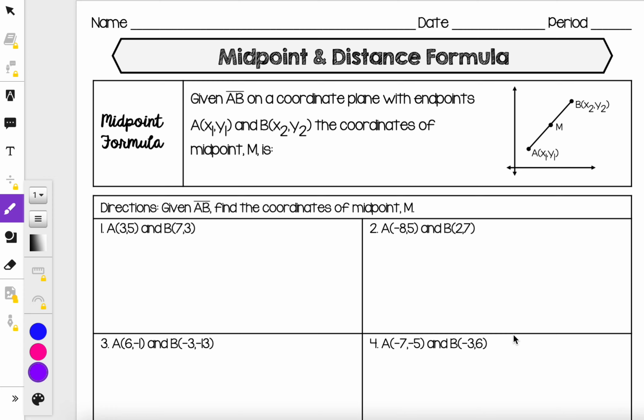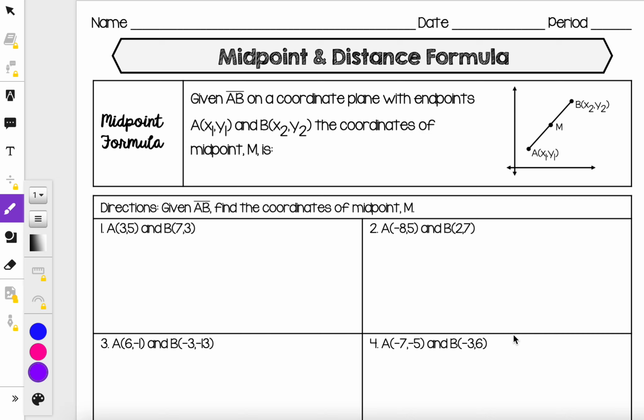Today's lesson is going to be on two important formulas that we are going to use over and over again in geometry. And those two formulas are the midpoint and distance formulas. So the first formula that we're going to talk about is the midpoint formula.